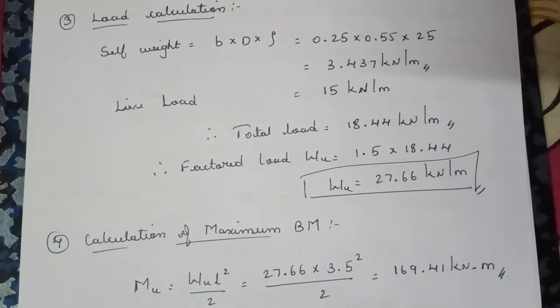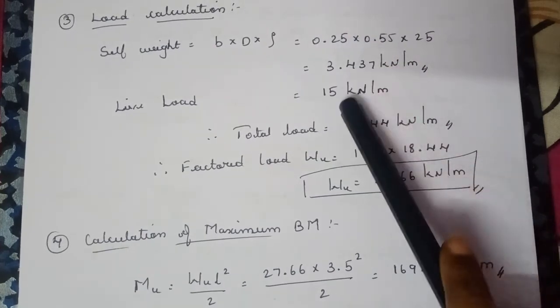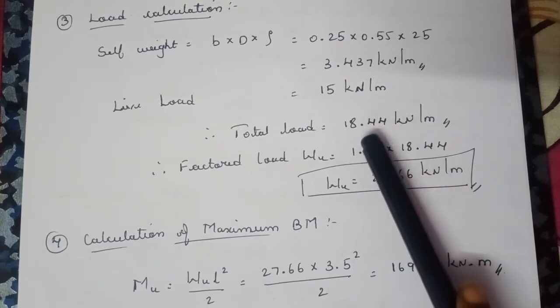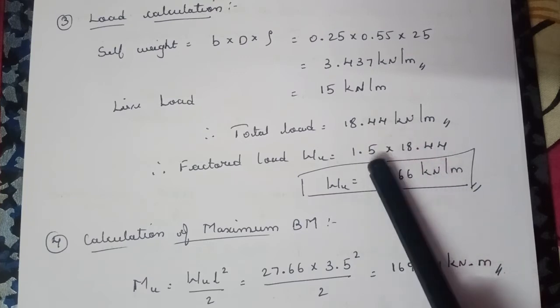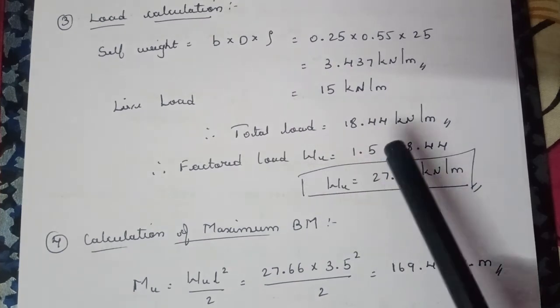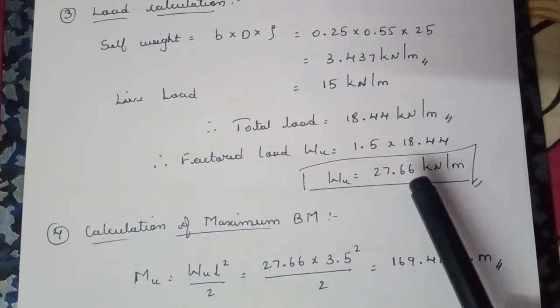So the next step is load calculation. As you all know, this is the same as your previous problem. We need to calculate the self weight, and the live load is given in the question. To calculate the self weight, it will be B into D into density. It should be substituted in meters because rho is in kilonewton per meter cube. So you will get this answer. Add these two, you will get this. Fine. Next, 1.5 is the factor of safety because it is a service load. If you multiply with 1.5, it will become a factored load. So now you will get this, that is the factored load.